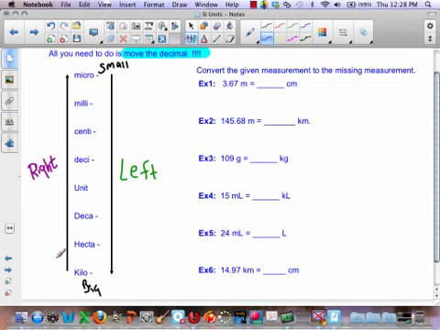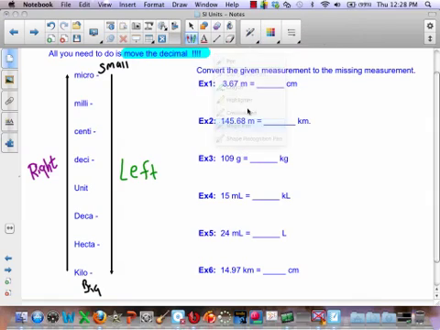Okay, so if we look at example 1, 3.67 meters. Okay, so where do I go to on this chart? Where would I start from? The unit, okay, so that's our basic unit. Meters, grams, and liters, those are your basic units. So I'm starting at a unit, where do I need to go to?